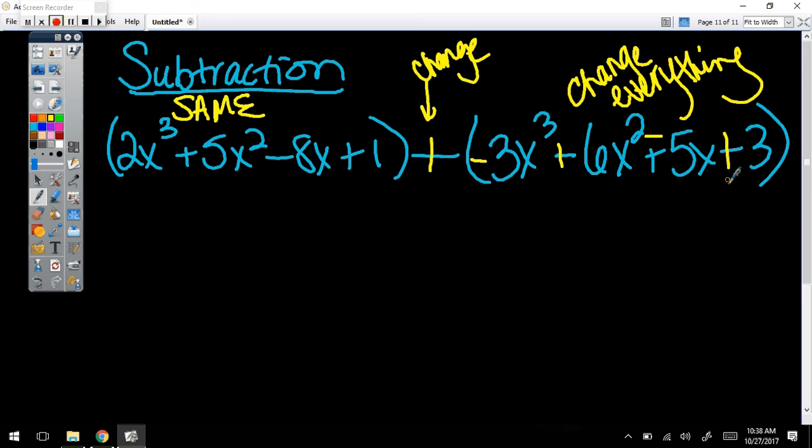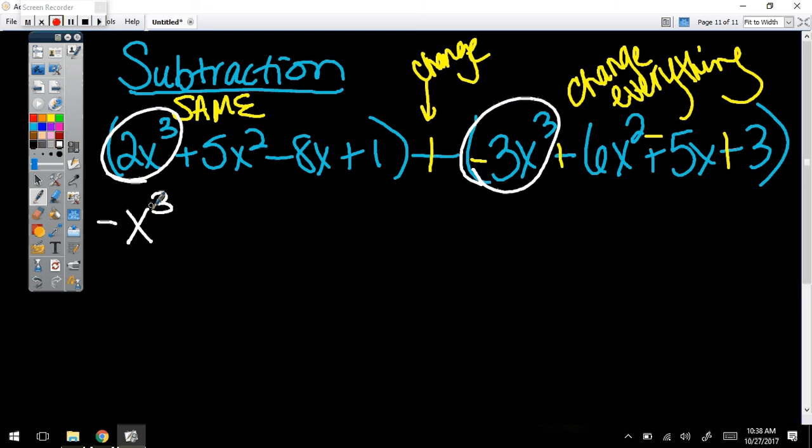Keep the first parentheses same. Now combine your like terms. 2x cubed and negative 3x cubed, what is that? Negative x cubed. Negative 1x cubed, please put the one.